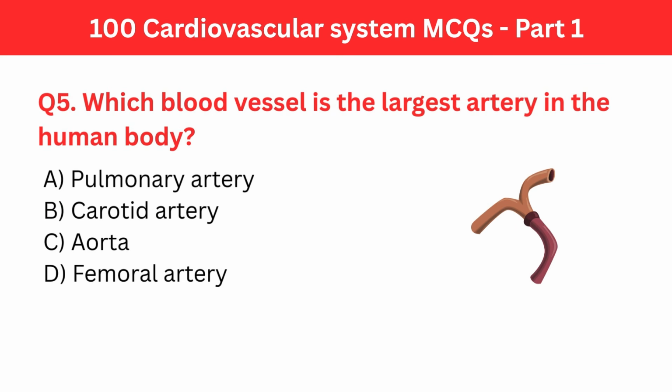Which blood vessel is the largest artery in the human body? The right option is C. Aorta.